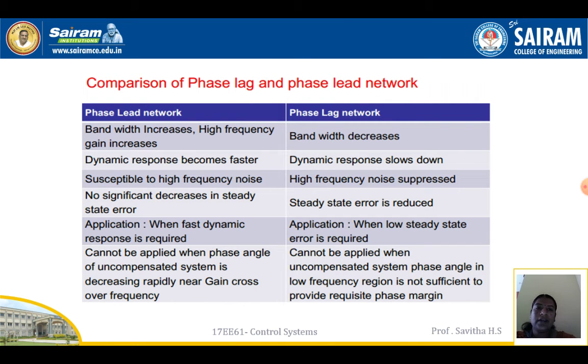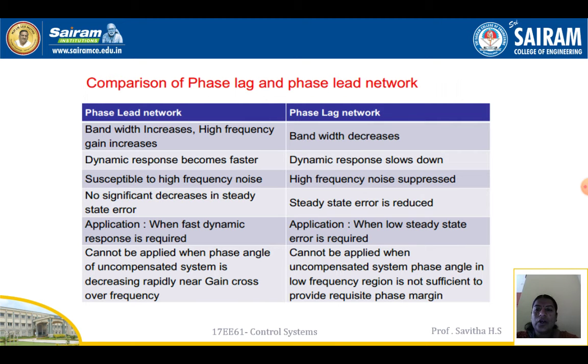Comparison of phase lag and phase lead network. So first column is phase lead network, second column is phase lag network. In phase lead, bandwidth increases and high frequency gain increases; in phase lag, bandwidth decreases. Second point is dynamic response becomes faster in phase lead, and in phase lag dynamic response slows down. Phase lead is susceptible to high frequency noise, and in the phase lag high frequency noise is suppressed.